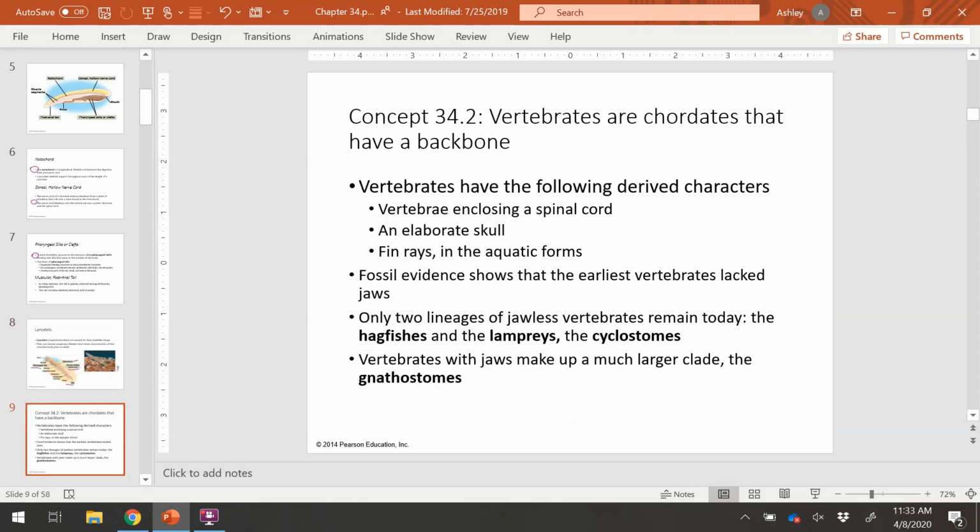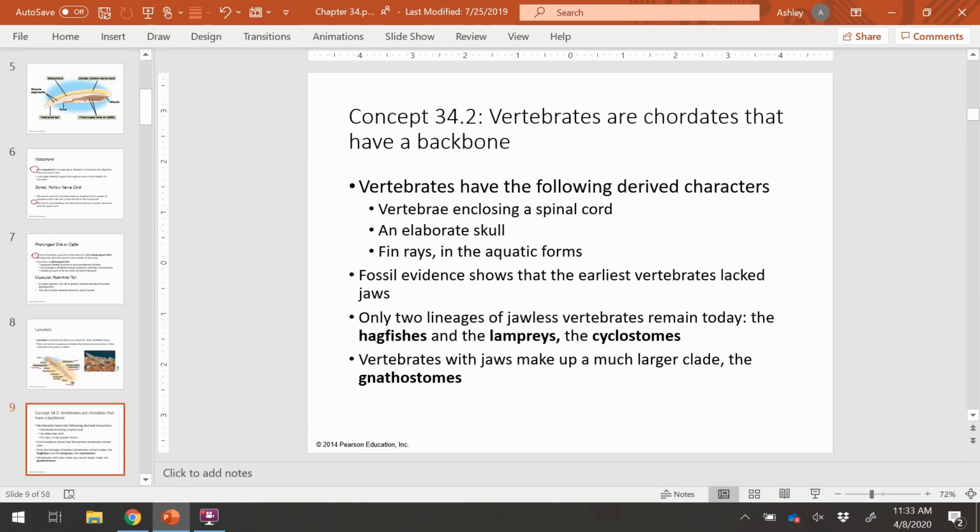But moving onward, we'll have vertebrates. And so those are going to have an elaborate skull. The aquatic forms will have fin rays or fin vertebrae. And then you have vertebrae that enclose the spinal cord, which is also a shared characteristic.